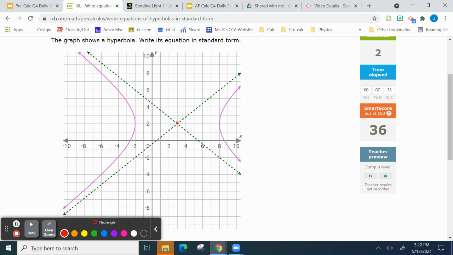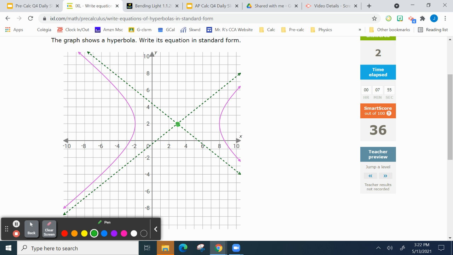Whoa, what in the world's going on there? Huh. I'm drawing a box. I don't want to draw a box. Clear everything. Back. I must have hit rectangle. Okay. That's all right. Who cares? All right, so there's the center.